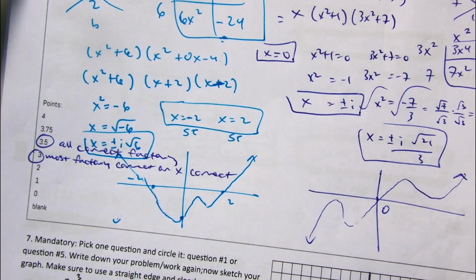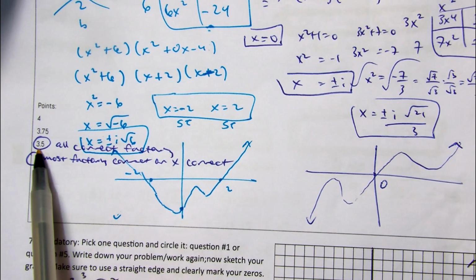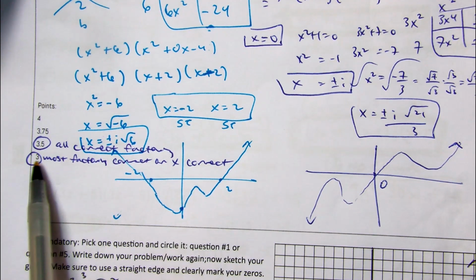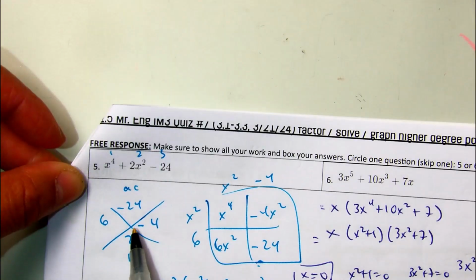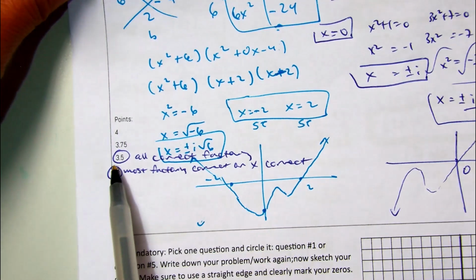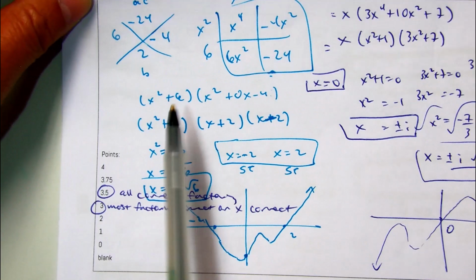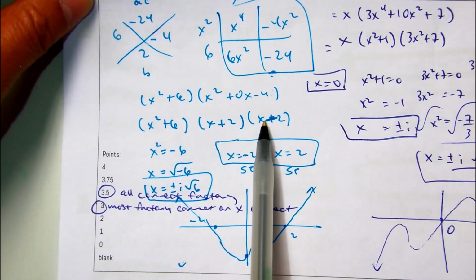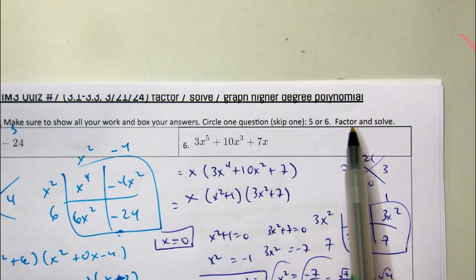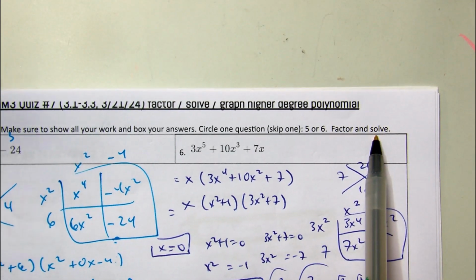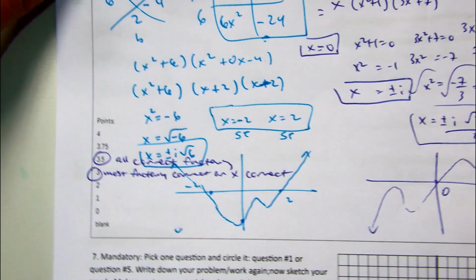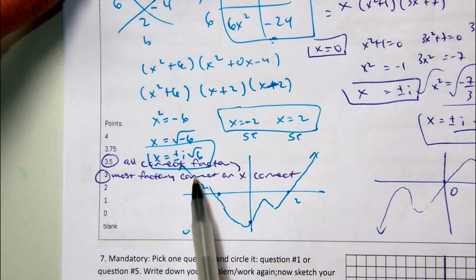Okay, question number 5, you were awarded points based on if you got most of the factoring correct or the X puzzle. Then I gave you 3 points, 3.5 if all of your factoring was correct. Remember, a common mistake was you're supposed to factor and solve. So that means setting it equal to 0 and then solving.